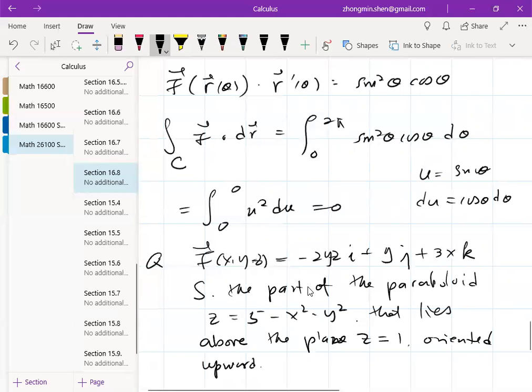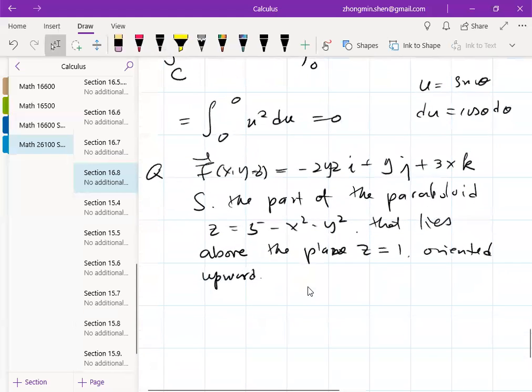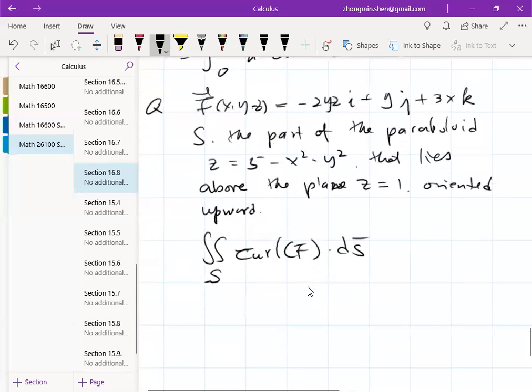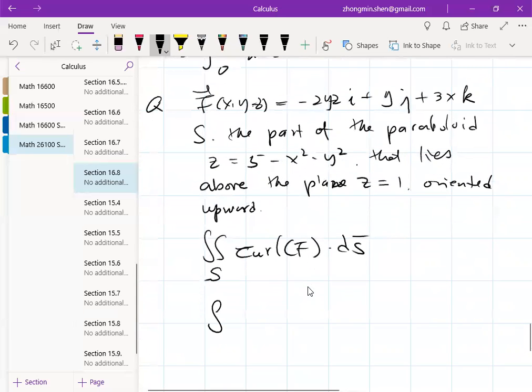What I'm going to do is to evaluate this surface integral. Also evaluate this line integral. C is going to be F dot T ds, which is also equal to the integral over C of F dot dr, if the parameterization is given.